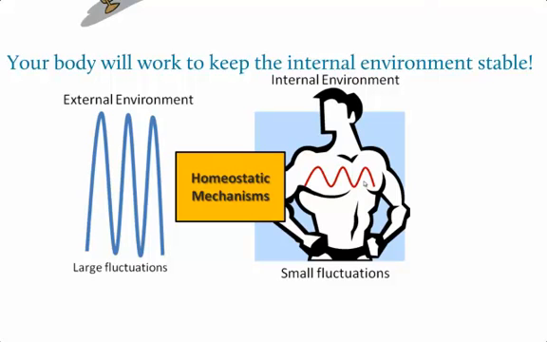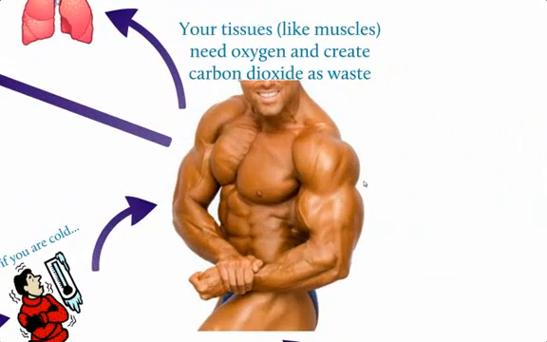That's homeostasis. Okay? So any variable your body could have, internal temperature, blood sugar, waste levels in your blood, the level of gases in your blood and in your tissues, all of these are going to be kept fairly stable. Okay, so here, check this out. Your tissues, like the muscles on our muscle man here, they need oxygen in order to function, but they create carbon dioxide as waste. So your muscles require oxygen, they create carbon dioxide.